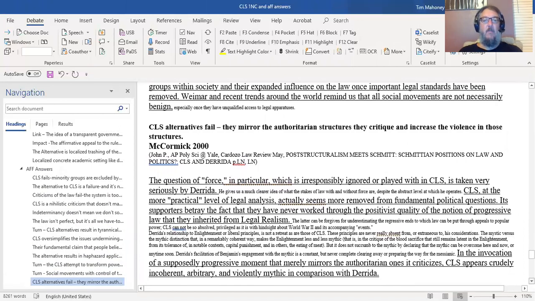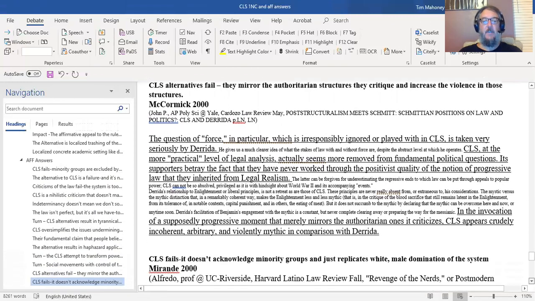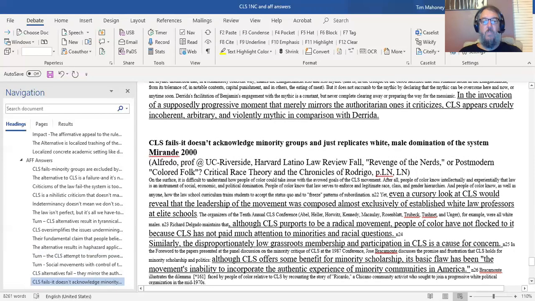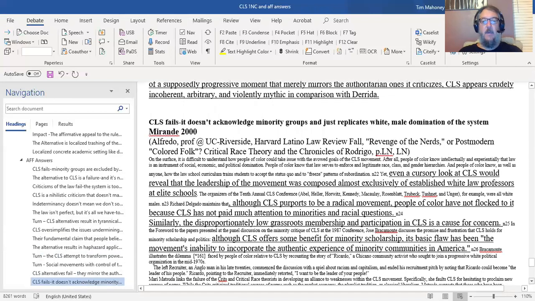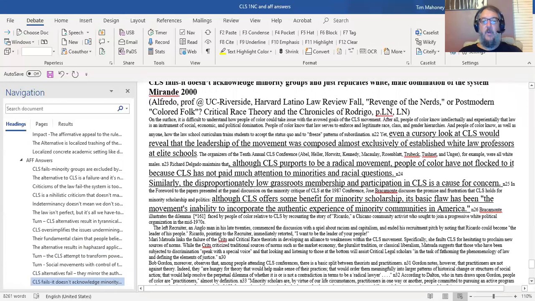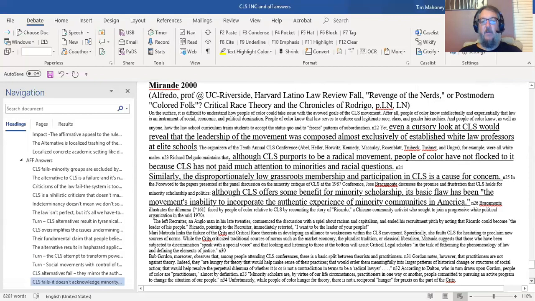This is an argument about how, because CLS merely wants to change the values that are imposed by the law, they are replicating or reifying the same authoritarian structures that they're criticizing. More Miranda evidence about the way that this particular perspective would affect the oppressed groups. And, you know, it's a pretty good line. Although CLS purports to be a radical movement, people of color have not flocked to it because CLS has not paid much attention to minorities and racial questions. Similarly, the disproportionately low grassroots membership and participation in CLS is a cause for concern. Although CLS offers some benefit for minority scholarship, its basic flaw has been the movement's inability to incorporate the authentic experience of minority communities in America.